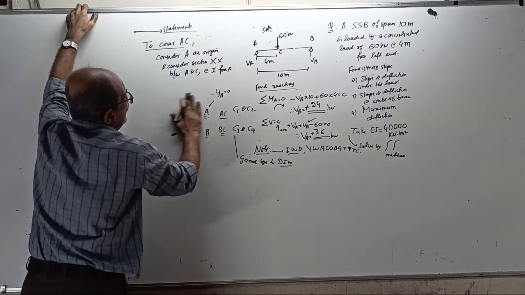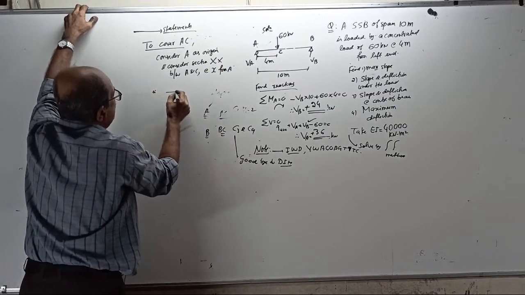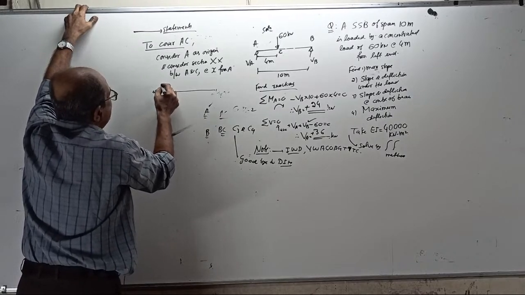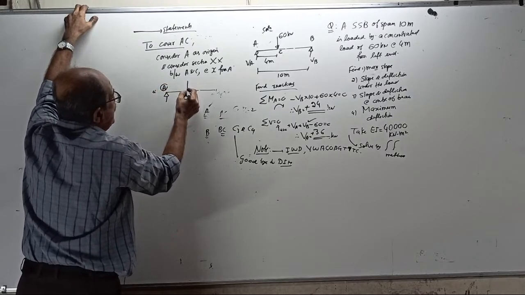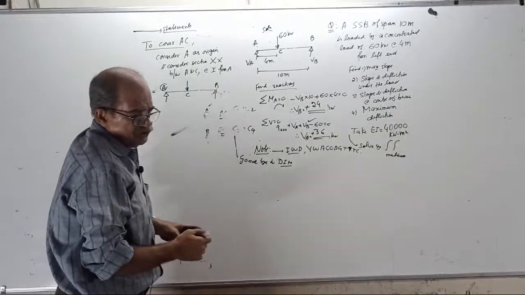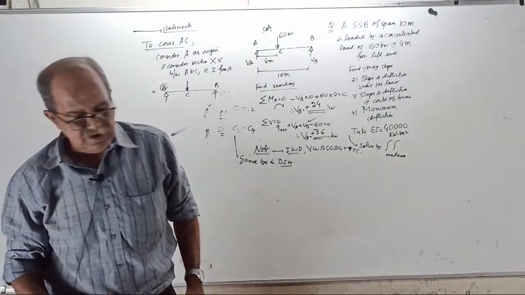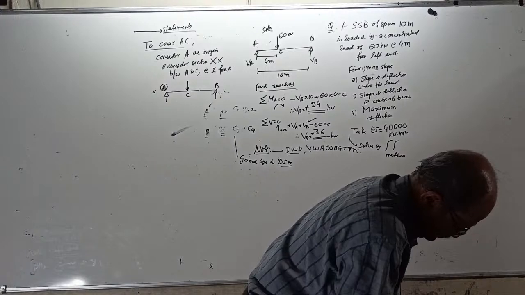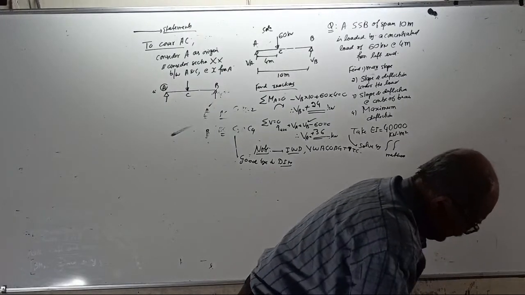That is what? See here, clear. This is A, take it as origin. There is a point load here, at C. This is B. I will use red color now to make it more clear. Again, same problem with this color.